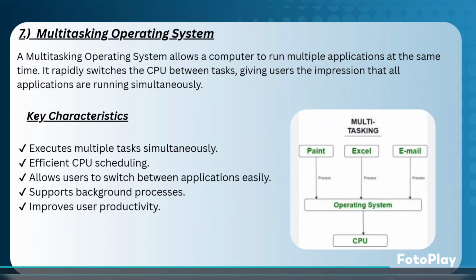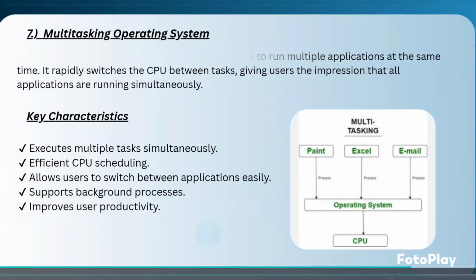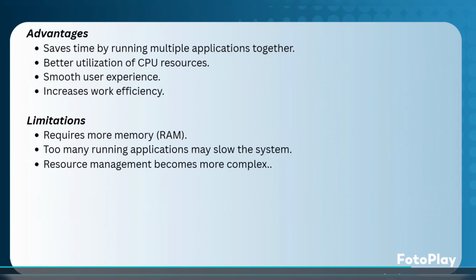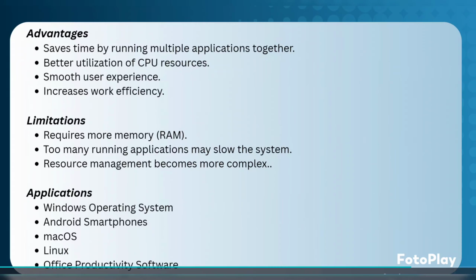Let's take another example. Imagine a chef preparing different dishes in a restaurant. The chef doesn't finish one dish completely before starting another. Instead, while one dish is cooking, the chef starts preparing another. By managing time efficiently, all the dishes are completed. Multitasking operating systems work in a similar way.